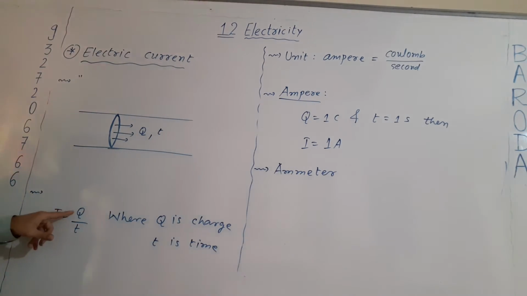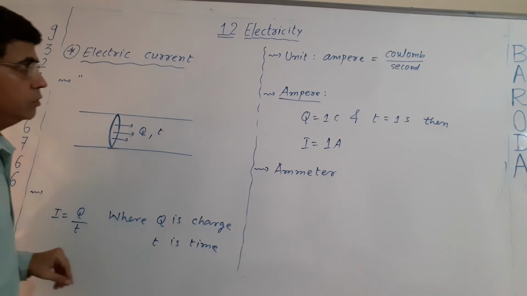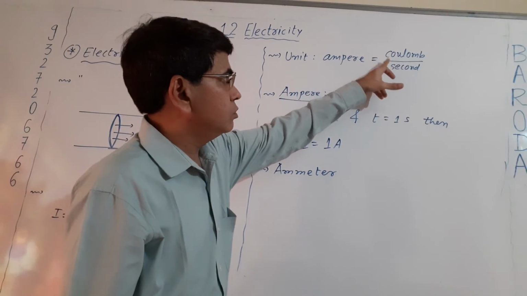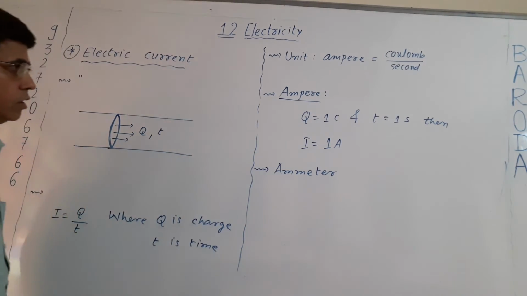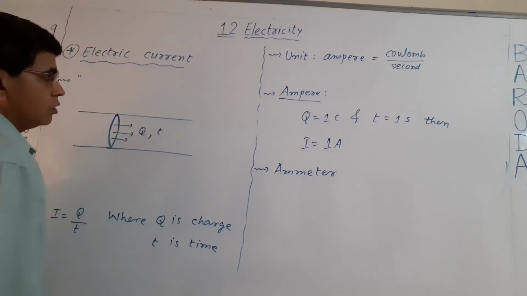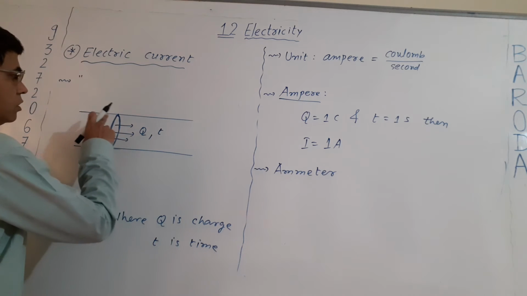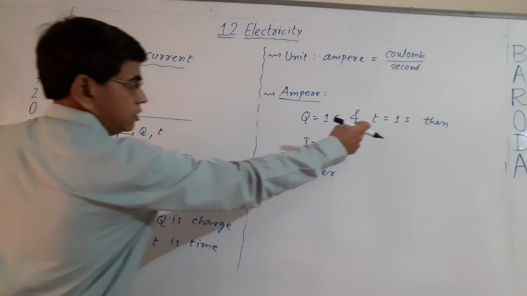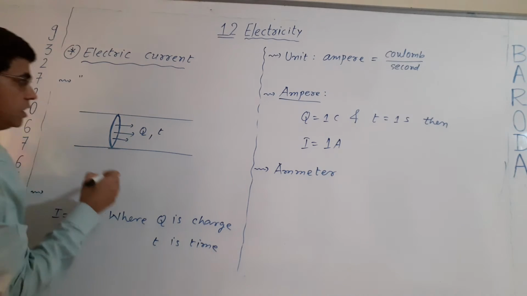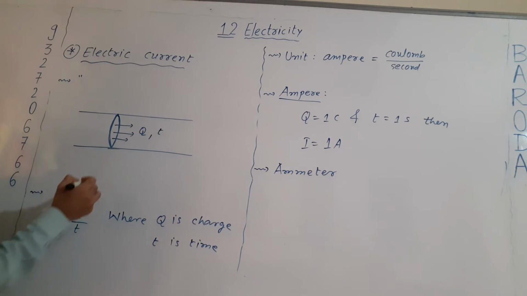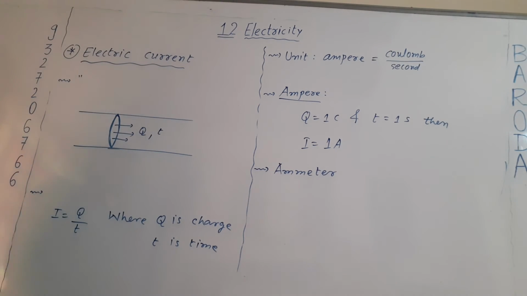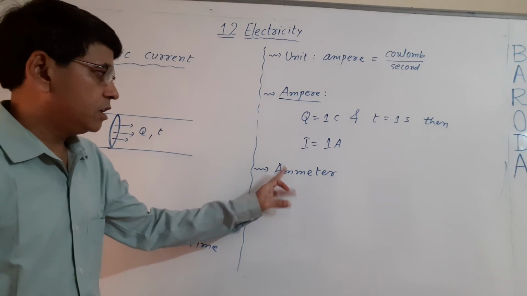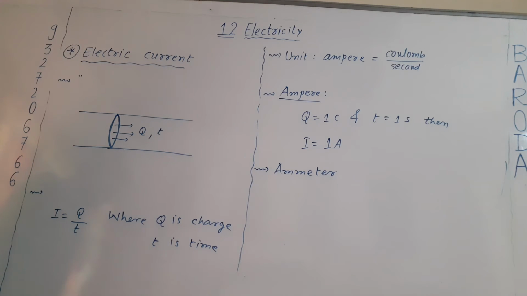Ampere equals coulomb per second. Because the unit of electric charge is coulomb, we can write ampere equals coulomb per second. What is the definition of ampere? If 1 coulomb charge flows through any cross section of a conductor in 1 second, then the electric current flowing through this conductor is said to be 1 ampere. The instrument to measure the electric current is known as ammeter.